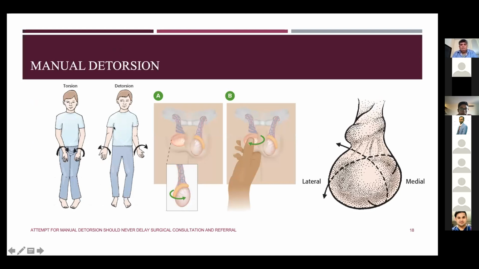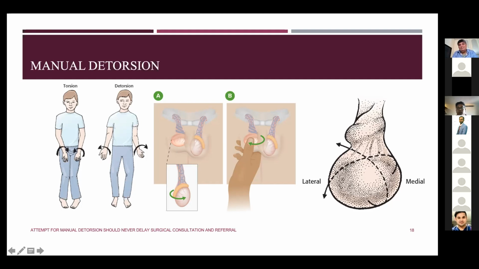So the figure here shows manual detorsion. Like I said earlier, it is usually done to achieve pain relief, as well as when urgent surgical consultation is not available. As shown in the figure, torsion usually occurs towards the midline, that is in the medial direction, and detorsion should always be attempted in the direction opposite to it. As shown in figure A, the right testis looks to be torted and is in a horizontal lie with some shortening of the spermatic cord. So the testis is considered to be rotated medially. So the detorsion maneuver should always be done towards the lateral side.